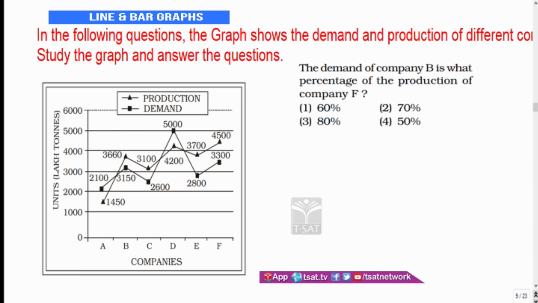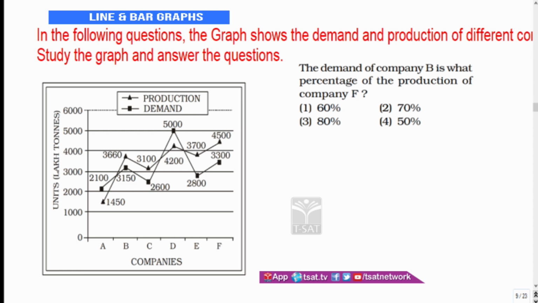Now A, B, C, D, E, F. If I ask you what is the demand of company C, then look at company C, and the square shape is the demand. Therefore, the square shape is 2600. So that's how you need to identify, that's how you need to interpret the data. Now look at the question he asked.